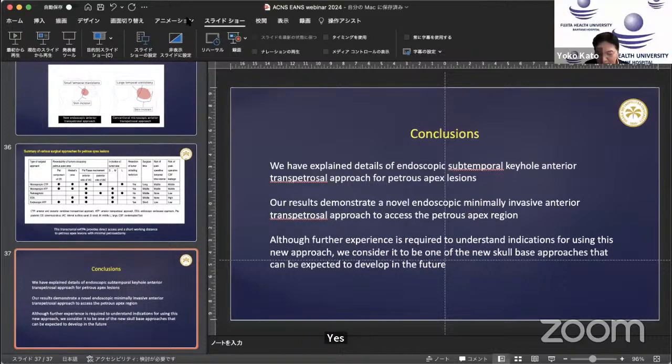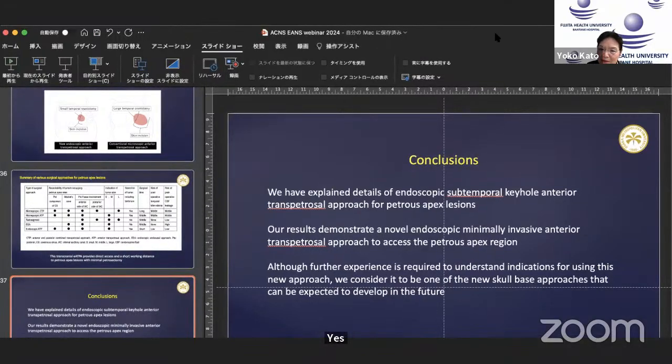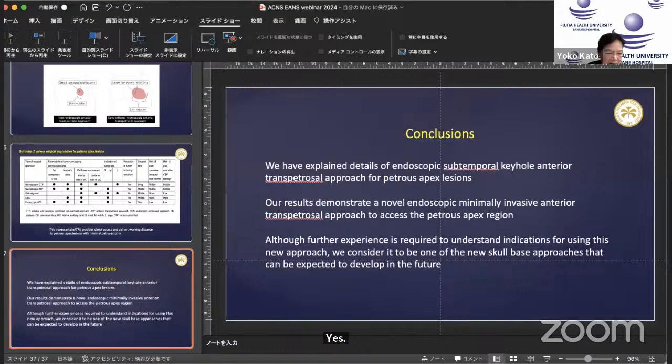Maybe you can fight each other next time. So Dr. Luigi, are you still with us now? Any comment for Morisawa sensei?